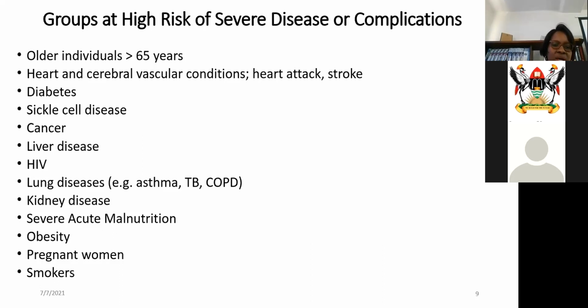We have seen a number of pregnant women coming in with severe disease, and they have been added to the groups at high risk. Smokers have already been defined to be at high risk because of the effect of smoking and all the nicotine it contains on the respiratory epithelium, where, as I said, the receptors for the virus are.